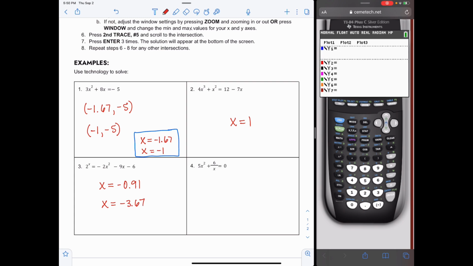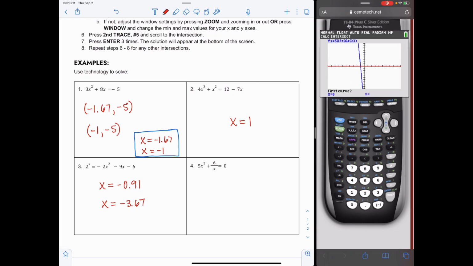So for number 4, on the left side, we're going to type in 5x squared plus, make sure you press alpha y equals to make a fraction, 6 divided by x. And then the right-hand side, we just have y is equal to 0. So once we graph it, our left-hand side graph will come up on the screen for number 4. And then we see that y is equal to 0 is actually just the equation of the x-axis. So there we see that we have one intersection.